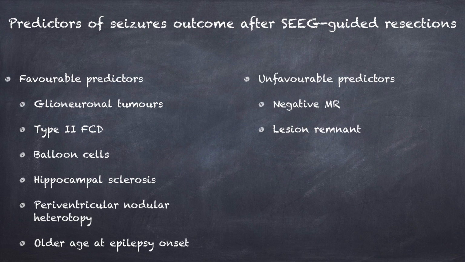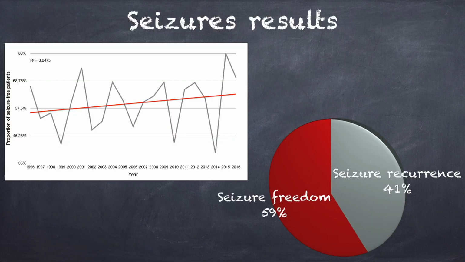Glioneuronal tumors, type 2 FCD, balloon cells, hippocampal sclerosis, and PNH reduce the risk of seizure recurrence at least by half. Also, older age at epilepsy onset reduces the odds of unfavorable outcome. On the contrary, negative MR and lesion remnant increase the risk of seizure recurrence by at least 1/3. Notwithstanding the progressive increase of the proportion of MR-negative patients, seizure outcome did not worsen throughout the years.